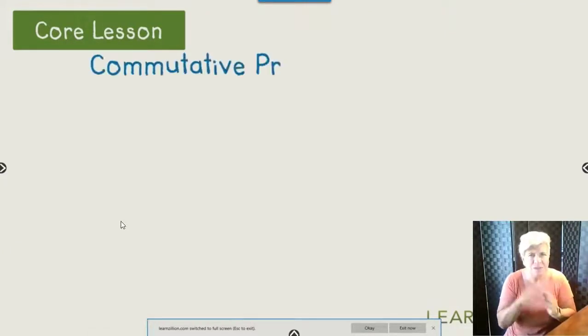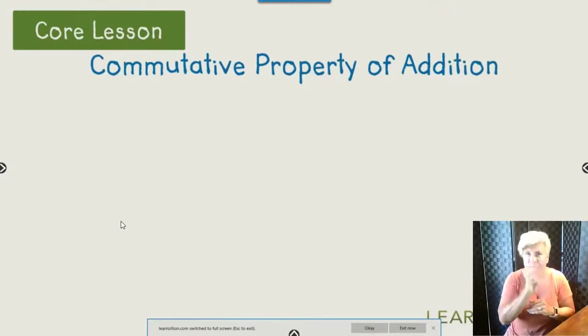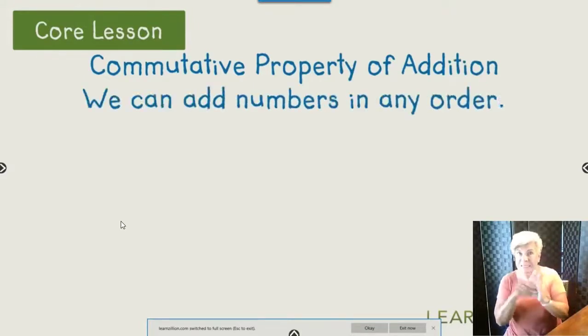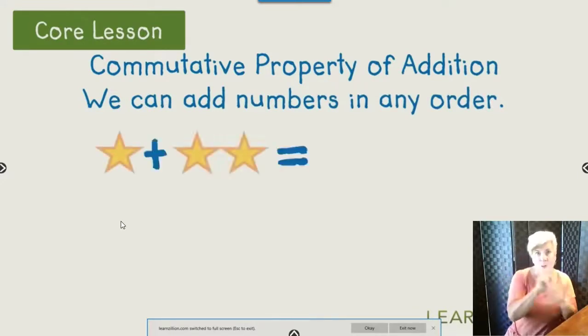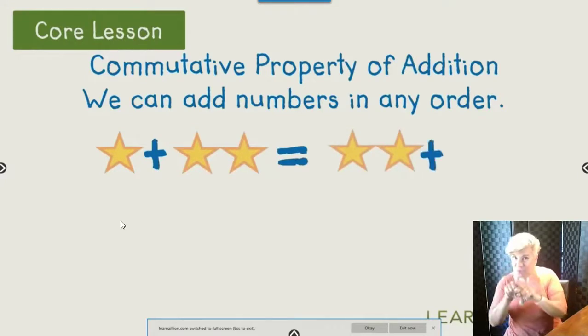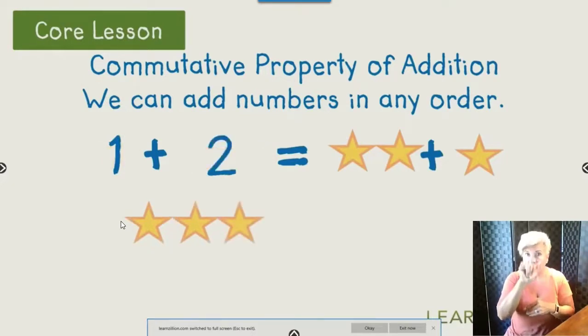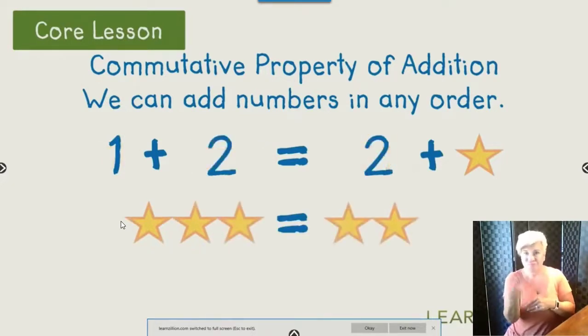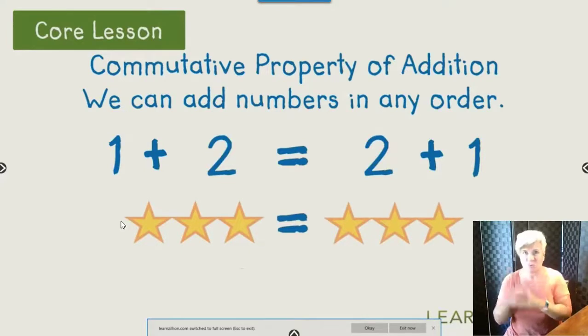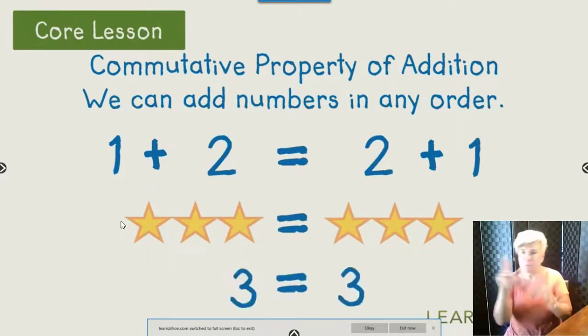The commutative property of addition tells us that we can add numbers in any order and we will get the same answer. For example, 1 star plus 2 stars is the same as 2 stars plus 1 star. If we replace the pictures with numbers, we see 1 plus 2 is the same as 2 plus 1 because we have 3 on one side and 3 on the other. We can add numbers in any order and we'll get the same answer.